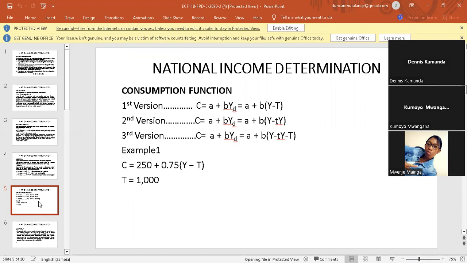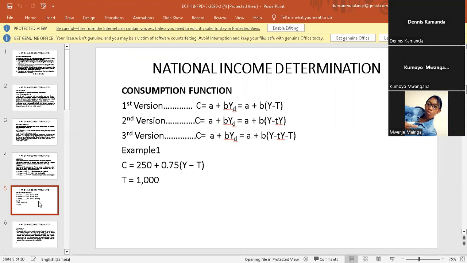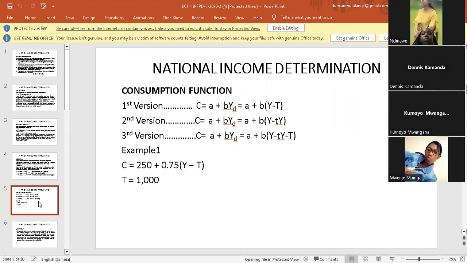Now, I want to find out here, you have been given that T is equal to 1,000. So what type of tax is that? Is that lump sum tax or tax rate? This is a lump sum, because it has just been given as an amount. So the moment we have that, you just get your 250.